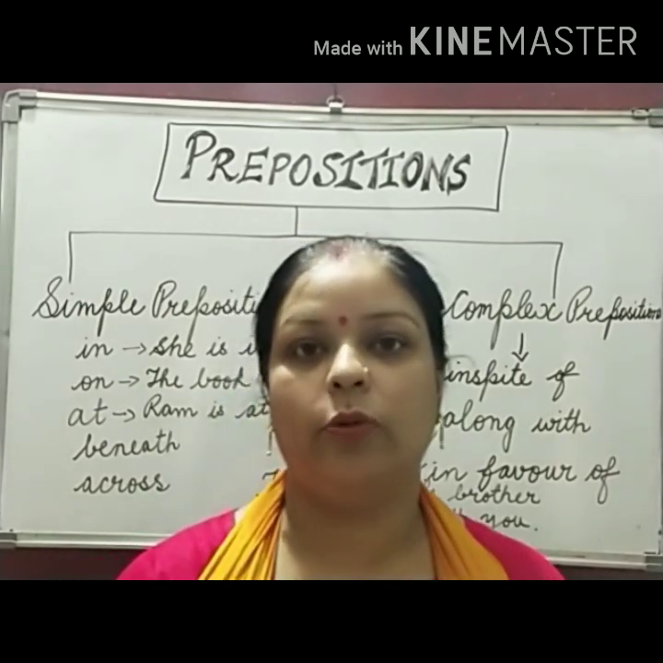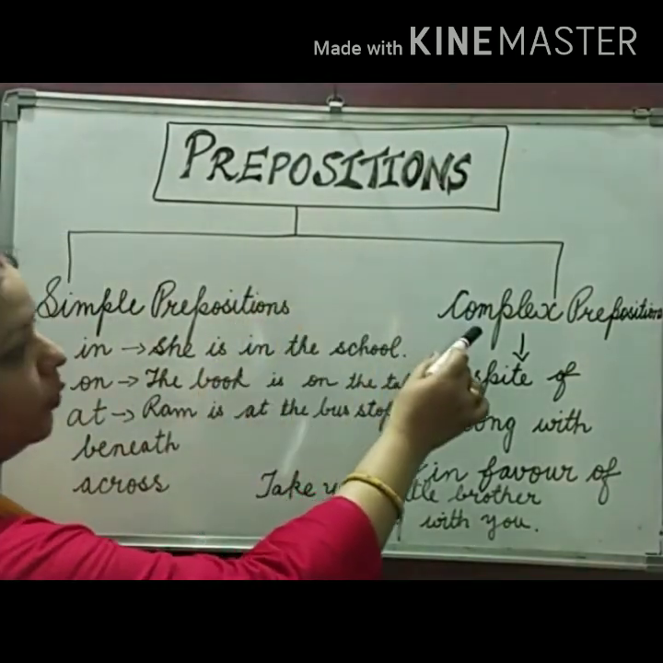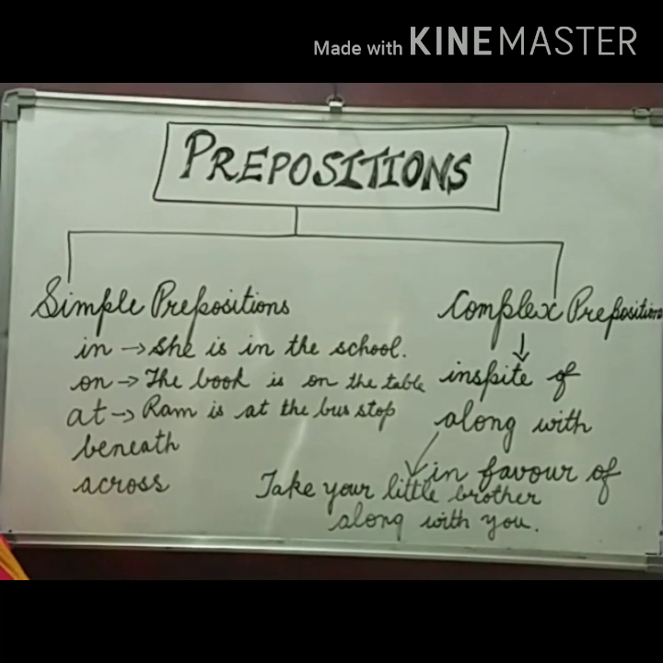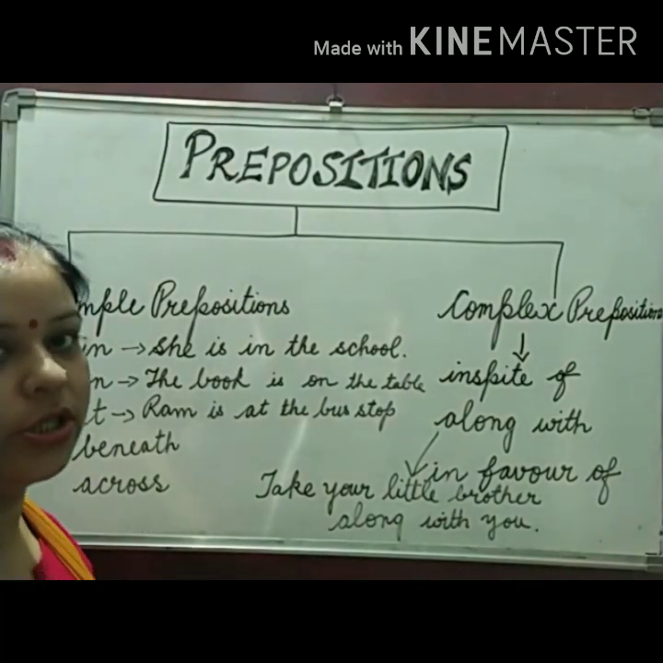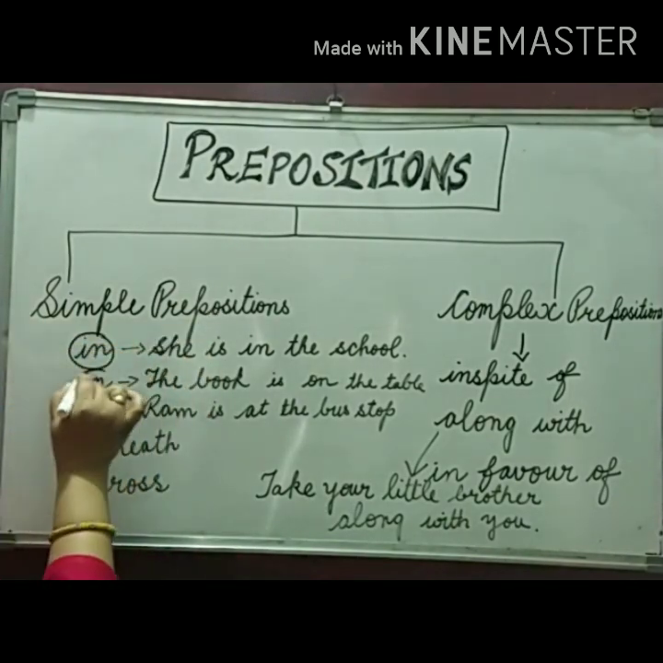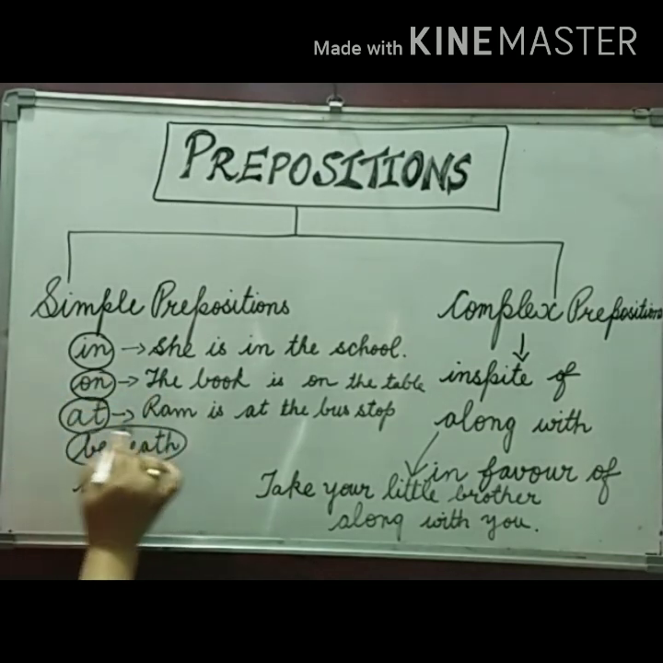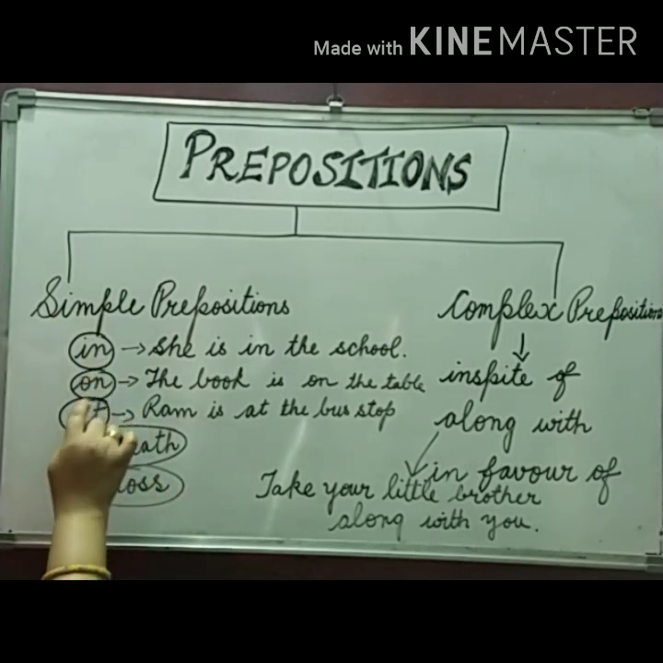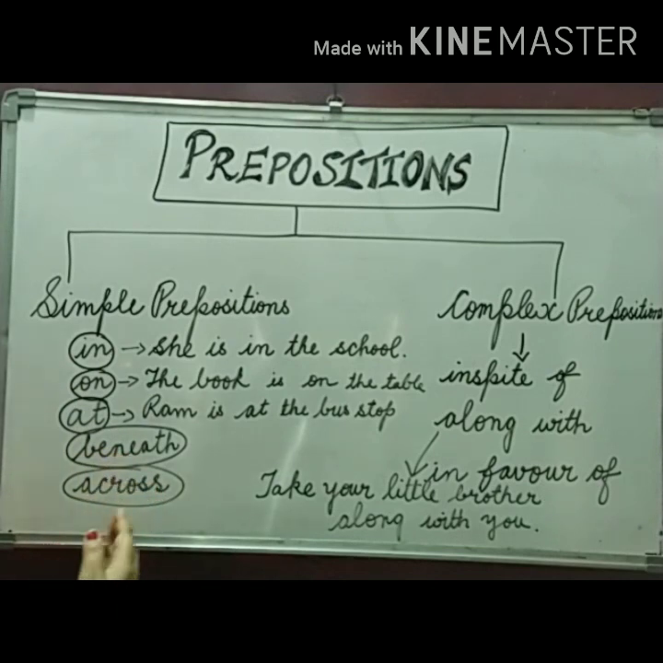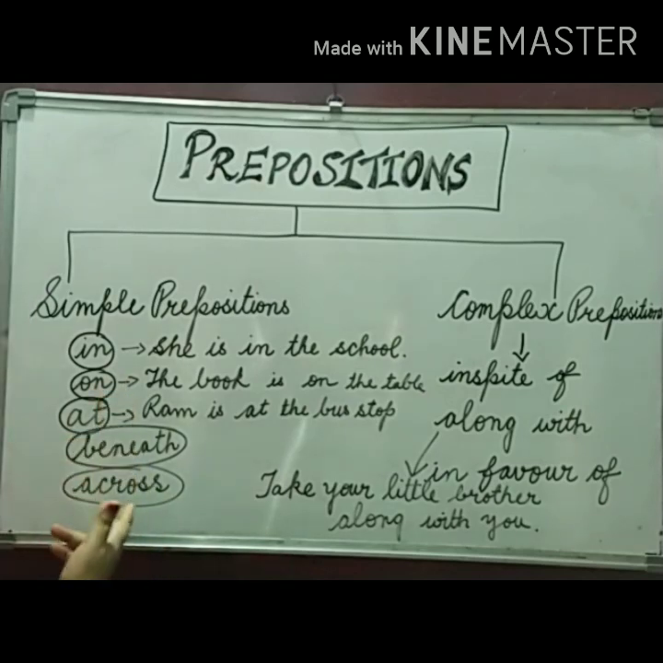There are two types of prepositions. One is simple prepositions and the other is complex prepositions. Now, what is the difference between a simple preposition and a complex preposition? Let us see. Simple prepositions are made up of one word. Here we can see on the whiteboard that all these prepositions are made up of one word each. In, on, at, beneath, across, above, and more are examples, but here I have only written some.